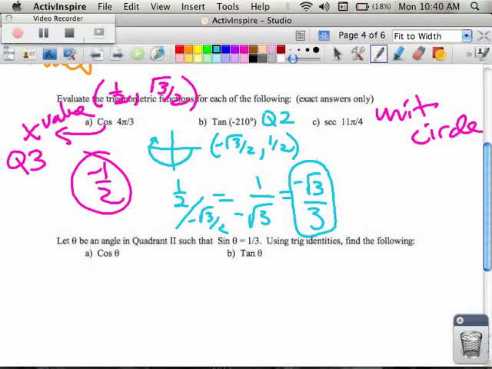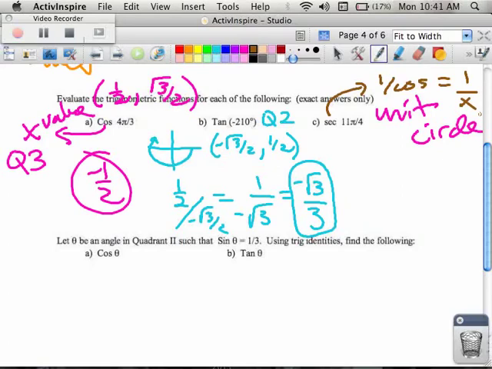What does secant mean? 1 over cosine, that's really important to know. 1 over the cosine, or in other words, 1 over the x value. Or in other words, flip your x value upside down.